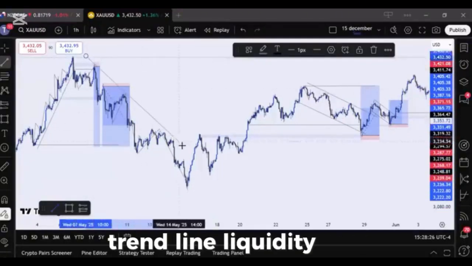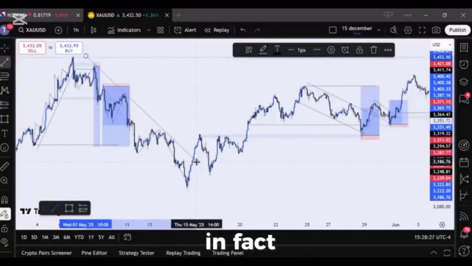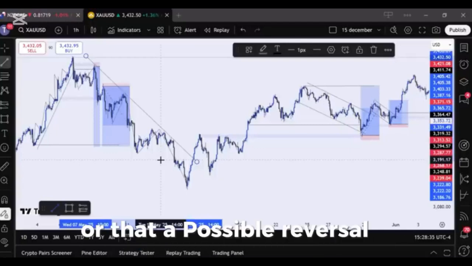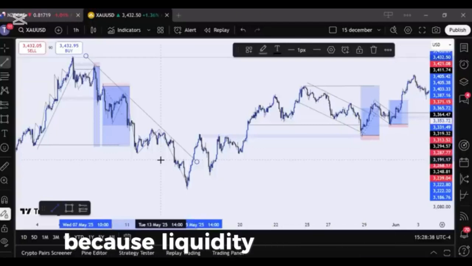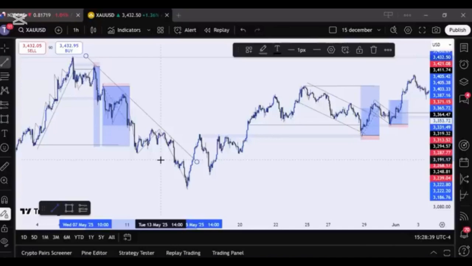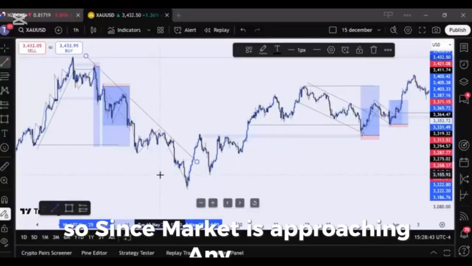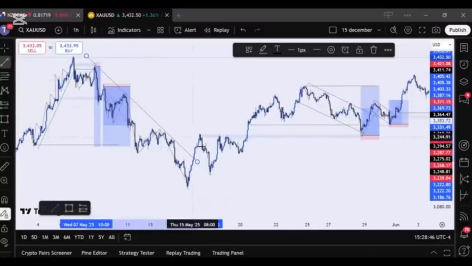Trend line liquidity. Now, in fact, if market approaches a point of interest in a trend line manner, it gives me more conviction that that zone is going to hold or that a possible reversal is going to happen. Why? Because liquidity means money. It means where market left money that it needs to go and grab or take out. So since market is approaching any zone with trend line liquidity, it's giving me more insight that that zone is actually going to hold more.